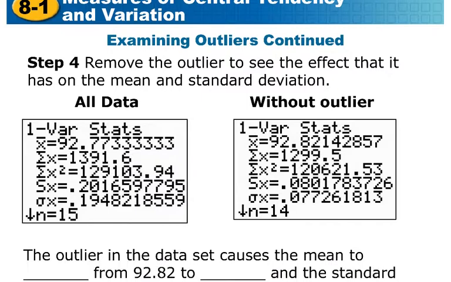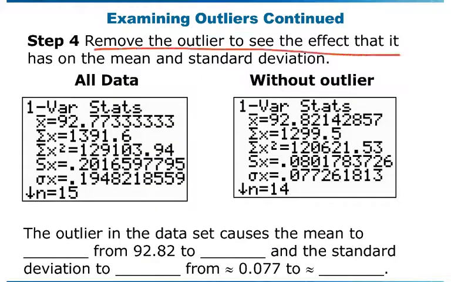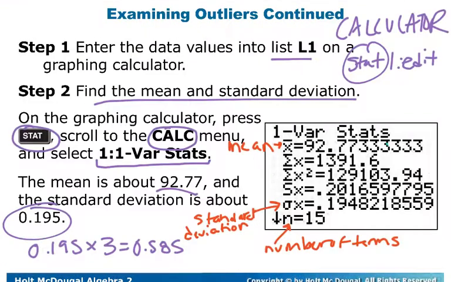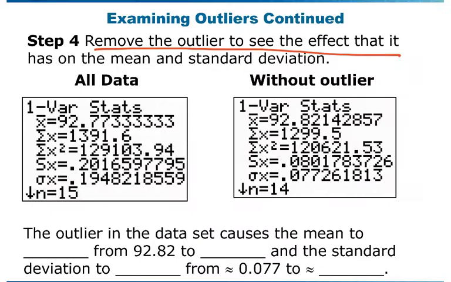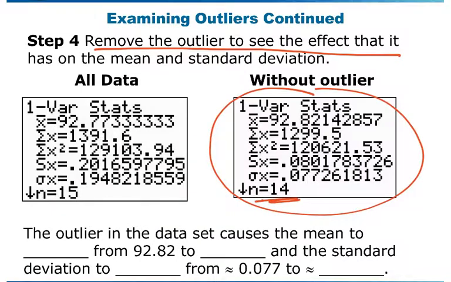So what you get to do then is remove the outlier from that list. So again, you go back to your list by going to Stat and then Edit. You remove that 92.1, and now you have 14 pieces of data instead of 15 because we've removed 92.1.